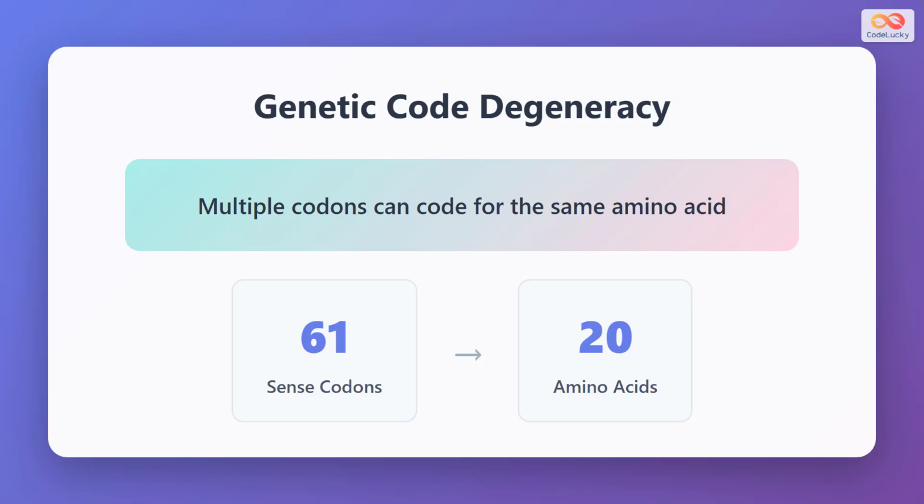An important feature of the genetic code is called degeneracy. This means that multiple codons can code for the same amino acid. Remember, there are 61 sense codons, but only 20 amino acids. This redundancy provides a protective buffer against mutations. If a genetic mutation changes one codon to another that still codes for the same amino acid, the protein remains unaffected. This built-in safety mechanism is one of nature's elegant solutions to maintaining genetic stability.